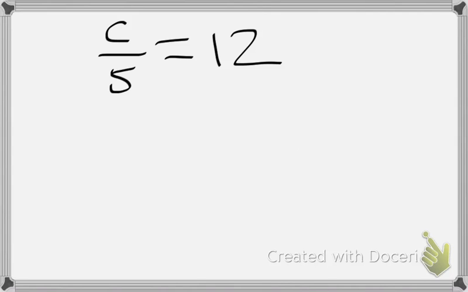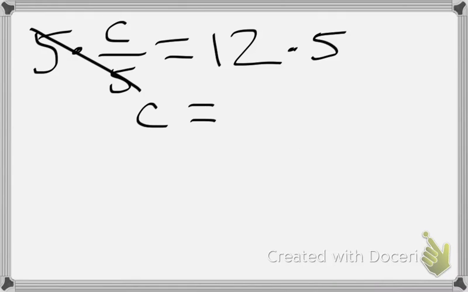If we move over to multiplication and division, if I take c divided by 5 is equal to 12, again, the inverse operation of division would be multiplication. So I'm going to multiply both sides by 5. C would be equal to 60. This would be an example of the multiplication property of equality, because in order to balance the equation, I took the inverse operation of division.